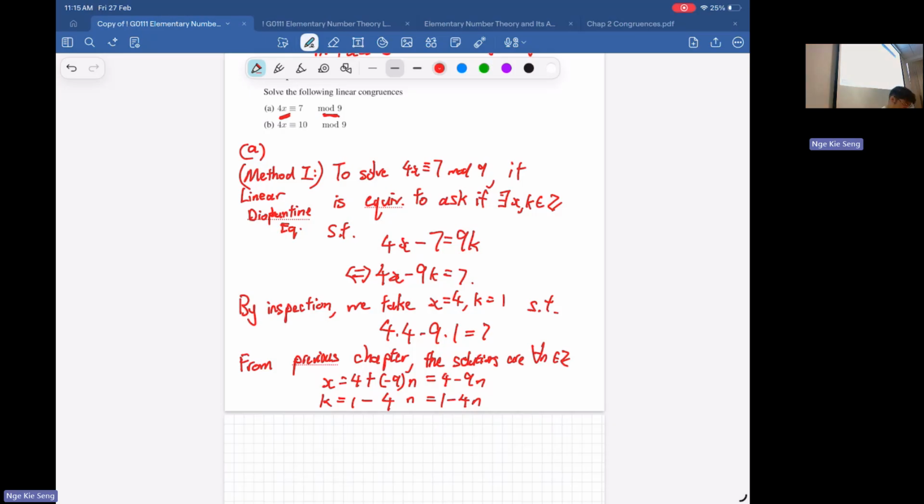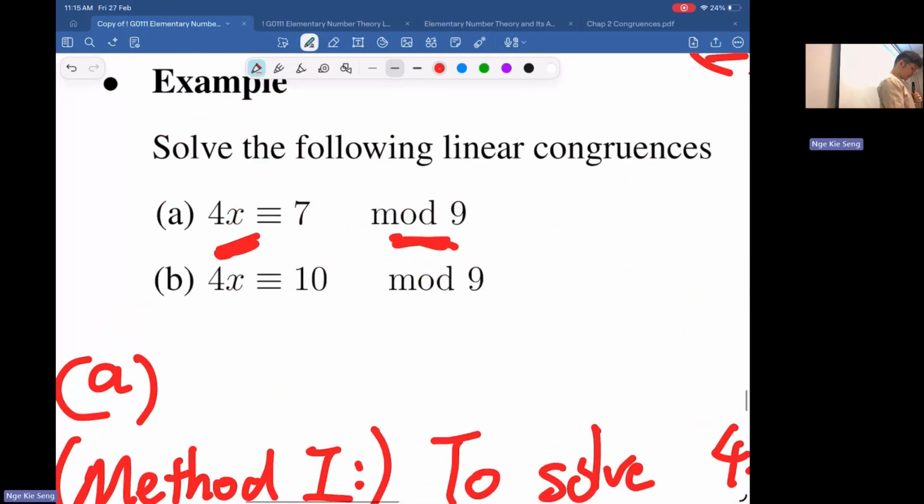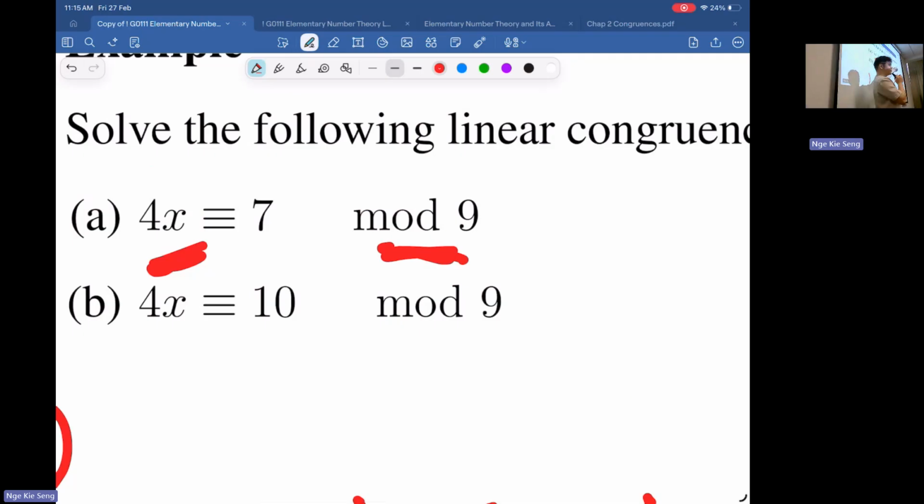So hence, X is equal to 4 mod 9. So you can see that this part here is divisible by. Okay. You want to check this? Okay, so do the sanity check. Put 4 here. 4 times 4 is 16. 16 minus 7 is 9. Okay. Good.